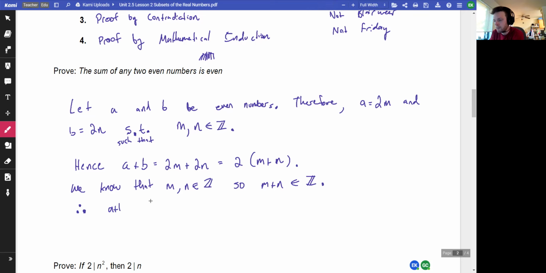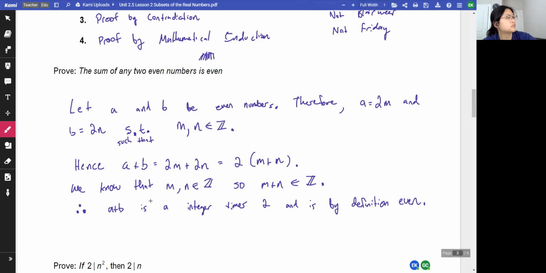Therefore, A plus B is an integer times 2, and is by definition even. Sounds great. All right, how do we finish every proof? The little box.